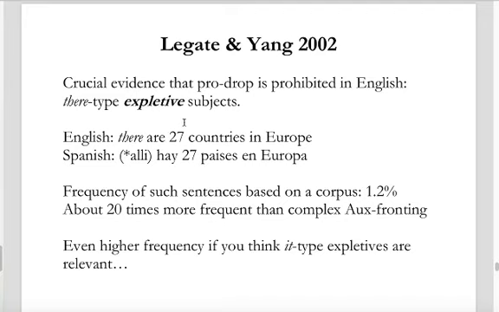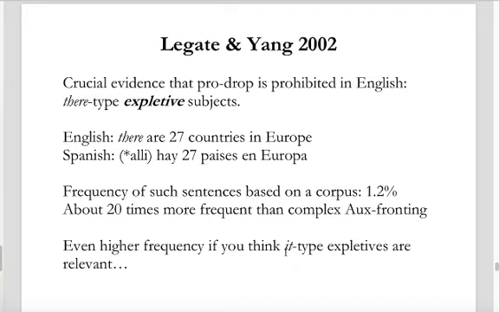So English learning children are figuring this out, that we can't do pro-drop, by age 3, roughly. They have to be using these there-type expletives to figure it out. How frequent are those? They're in about 1.2% of the sentences in the CHILDES corpus. So they're about 20 times more frequent than the complex auxiliary fronting examples that Pullum and Scholz used.